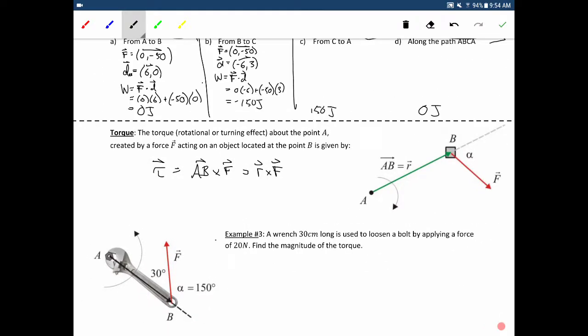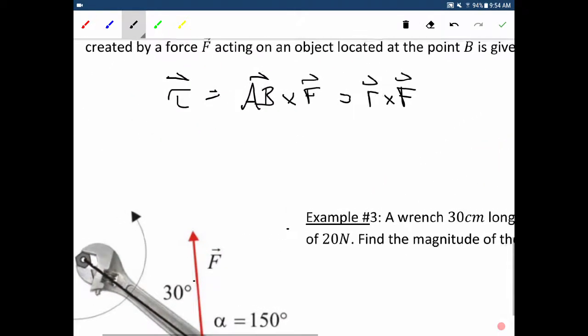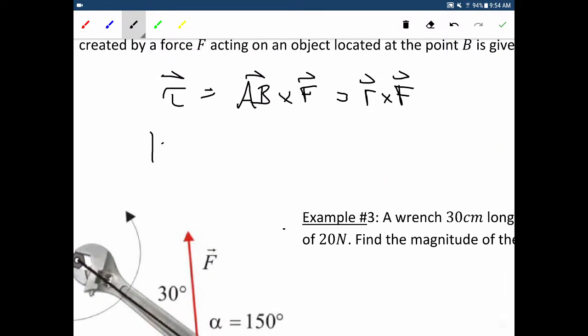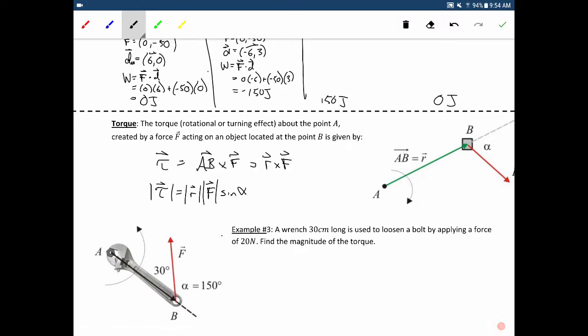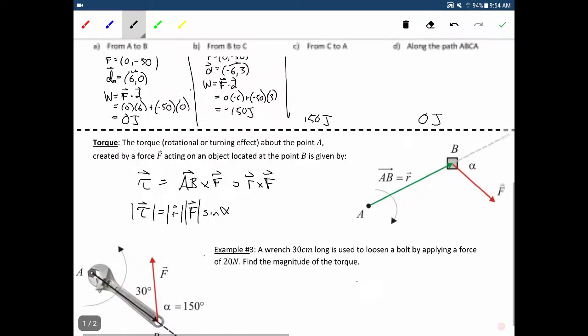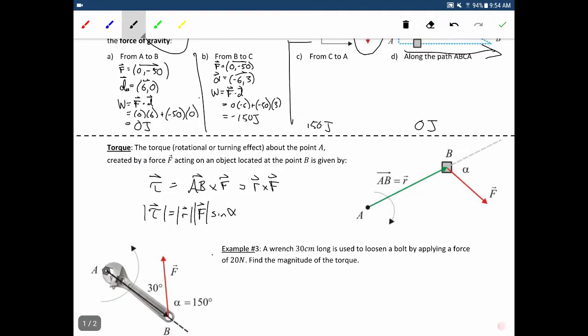Okay? If we were looking for the magnitude of tau, or the torque, it's going to be the magnitude of R, times the magnitude of F, and then sine alpha, where alpha is the angle created there. Okay. All right, so let's see how that works, because that's a little confusing without an application.